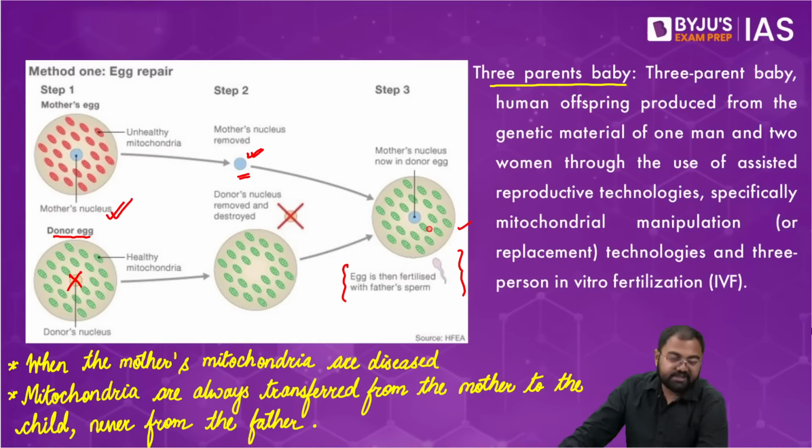Now the question is, why nucleus? The problem was with the mitochondria, so why not replace the mitochondria? Why are we using an indirect method of replacing the nucleus instead of mitochondria? Can you think of a reason?